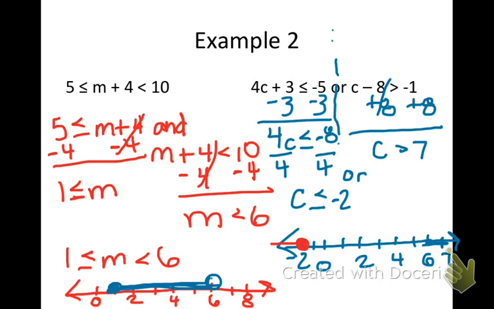So a closed circle at negative 2 pointing left, and an open circle at 7 pointing right.